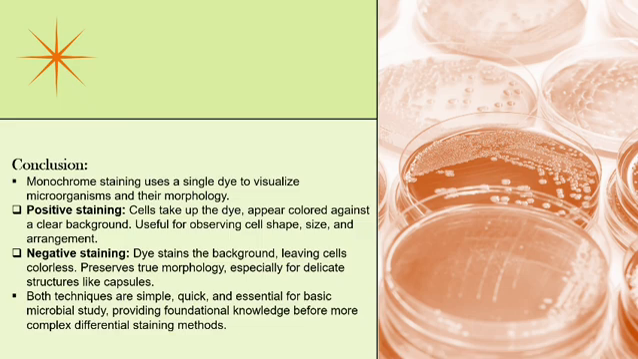Conclusion. Monochrome staining uses a single dye to visualize microorganisms and their morphology. Positive staining and negative staining. In positive staining, cells take up the dye and appear colored against a clear background, useful for observing cell size, shape, and arrangement. In negative staining, the dye stains the background, leaving cells colorless, and preserves true morphology, especially delicate structures like capsules. Both techniques are simple, quick, and essential for basic microbial study, providing foundational knowledge before more complex differential staining methods.